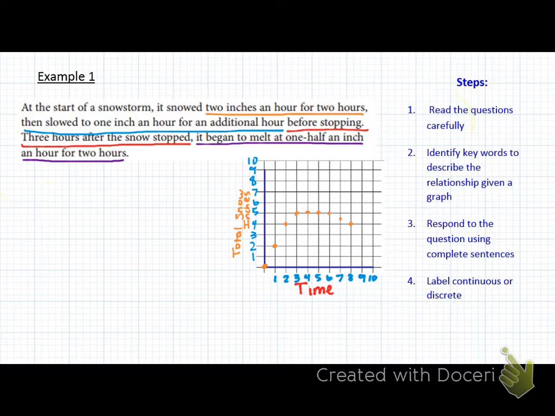Then I think to myself, well, we'll just leave it like that for now. I think that's good. Okay? So again, what did I do? Here are the steps. I read the question carefully. I read it twice. I identified keywords to describe the relationship given a graph. So I have my colors here I'm using. You could use whatever you like to identify stuff. Then step 3, respond to the question by using complete sentences. I don't have any question here, but I wanted to graph it, and then I'm going to label it as continuous or discrete. So, all right.